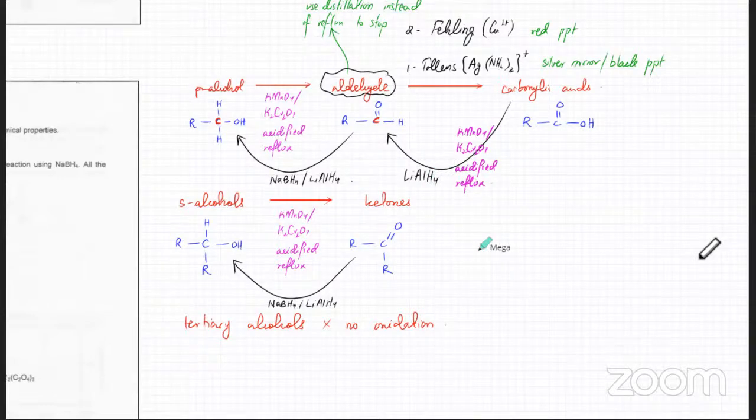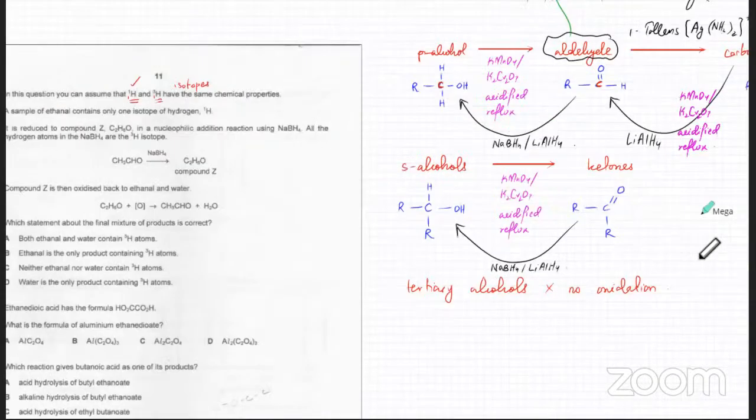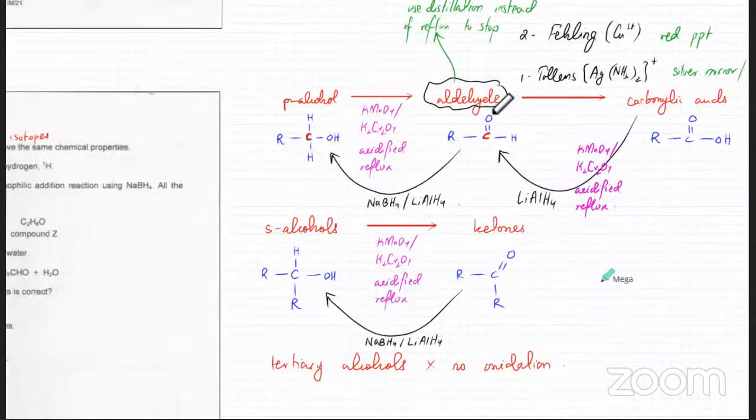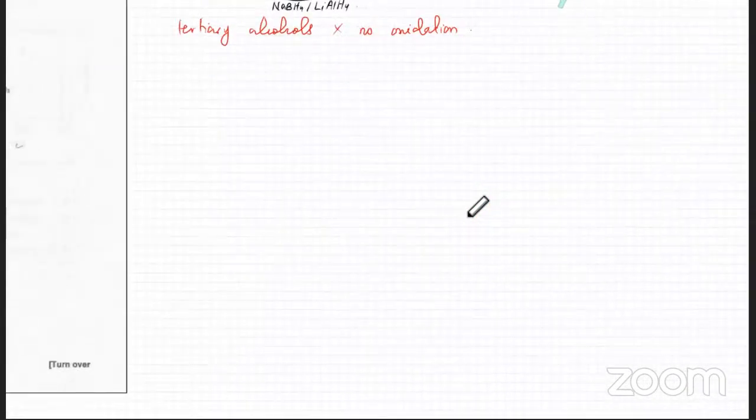And for aldehydes and ketones, remember he's talking about aldehydes, we're going to focus on this part, that he's saying that the compound is reduced to compound Z. So you started off with ethanol, so we are at this point. We've got an aldehyde and we're trying to reduce it back to an alcohol. So I'm just going to discuss the mechanism of this.